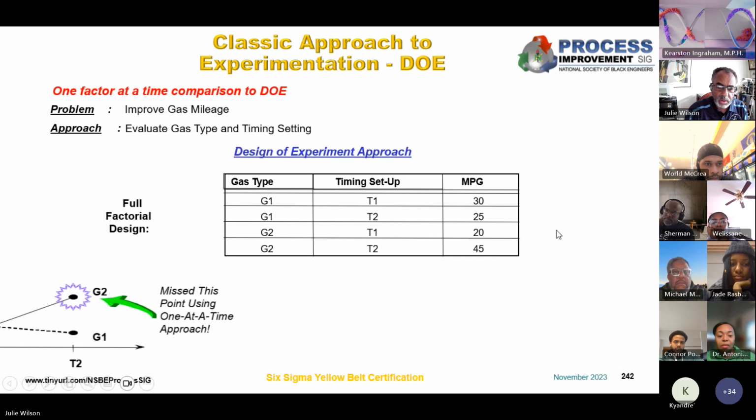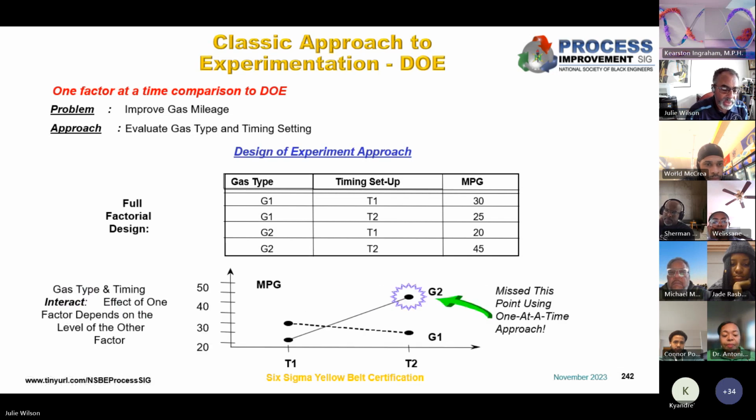So he said, well, what went wrong here? What you missed in running this one factor at a time experiment was the interactive effect of gas type and timing. These two things interact, and the effect of one factor depends on the level of the other factor. And therefore, you missed this optimal data point using your one factor at a time approach.